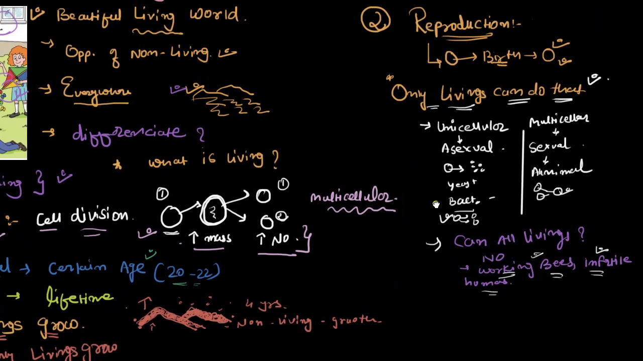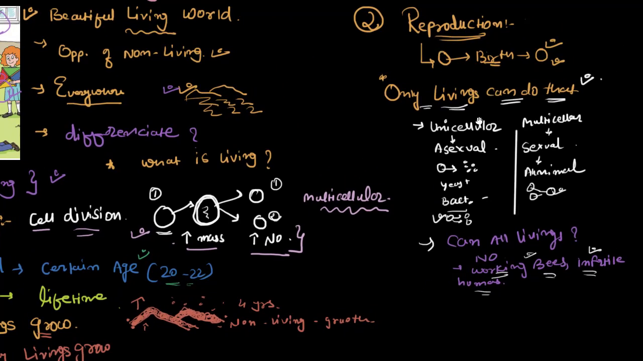Then we went for reproduction, a process where one living gives birth to another one, but only livings can do that. Unicellular and multicellular are the types of reproduction. These are some examples, but non-livings cannot do that. But can all livings do that? No. Not all livings are going to go for reproduction. Some cannot. These are the examples.